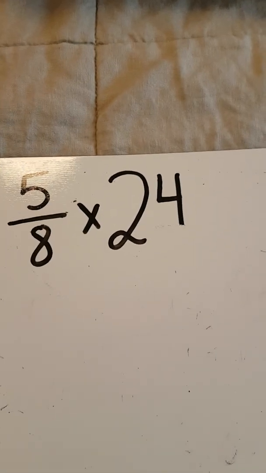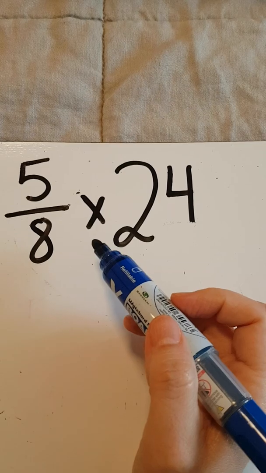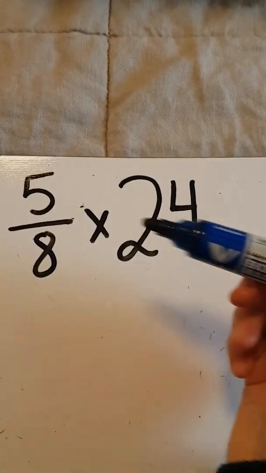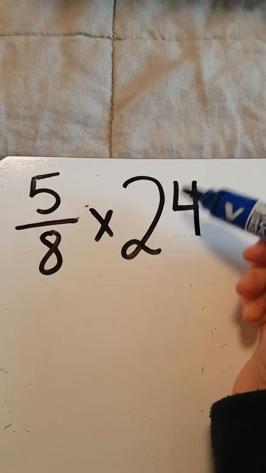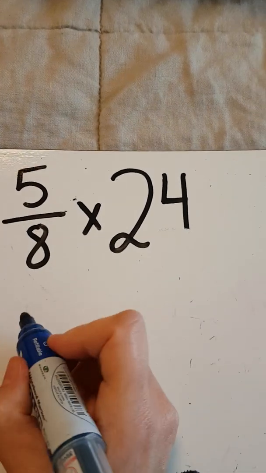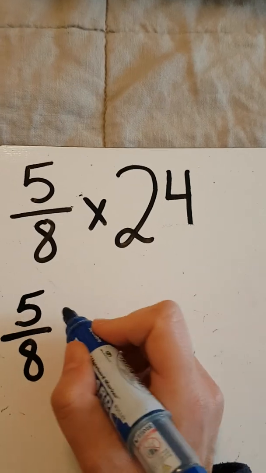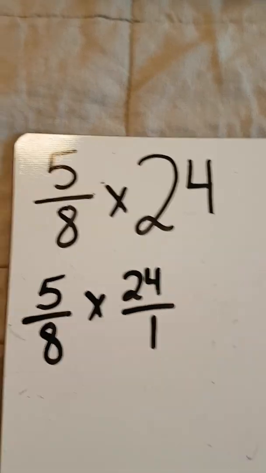We are now leaving adding and subtracting fractions and we're moving into multiplying fractions. We're going to start with something very, very simple. So what I have is a fraction multiplied by a whole number, but I need this to be a fraction. Anytime I have a whole number, I'm just simply going to put it over 1. So what I have here is 5 over 8 times 24 over 1.